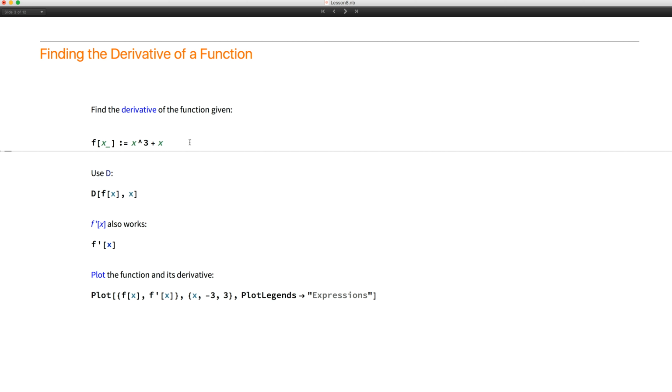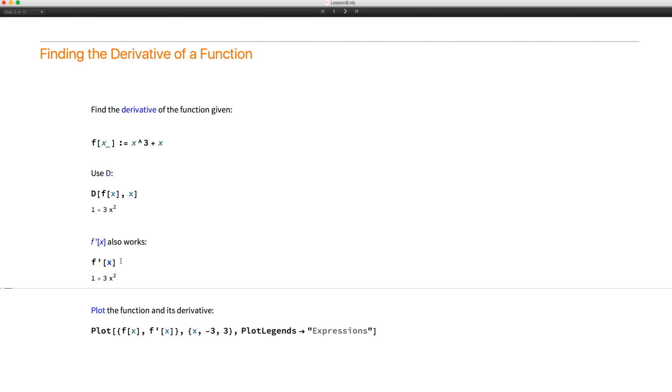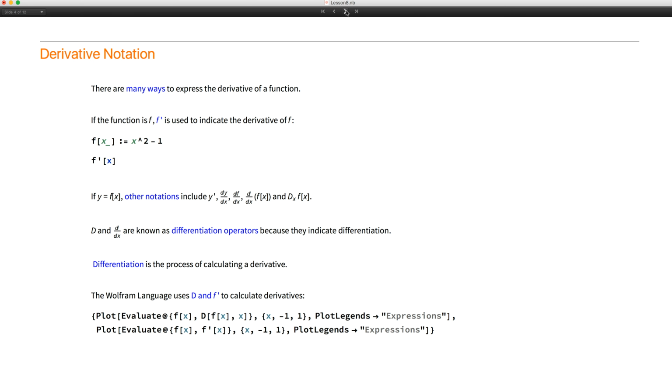So you can work out the derivative using D, that's 3x squared plus 1. And then you can also use f prime of x, that's another way to do the same thing. And you can plot the function and derivative, and you get back the result, which is the plot for both these functions.